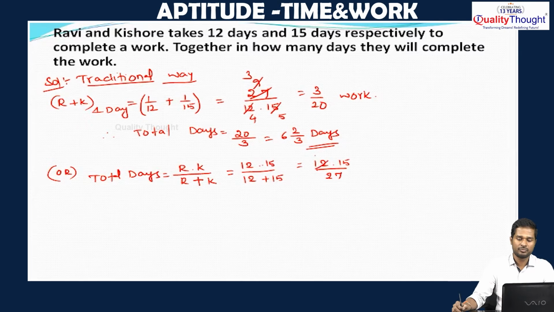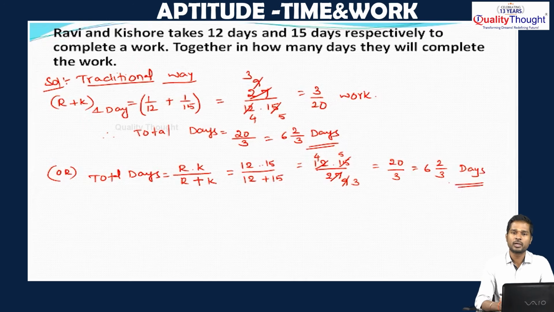So 3 4s are 12, 3 9s are 27, 3 3s are 9 and 3 5s are 15, which is 20 by 3, which is 6 2 by 3 days. So if they work together, Ravi and Kishore can complete the work in 6 2 by 3 days. So this is how we can calculate.